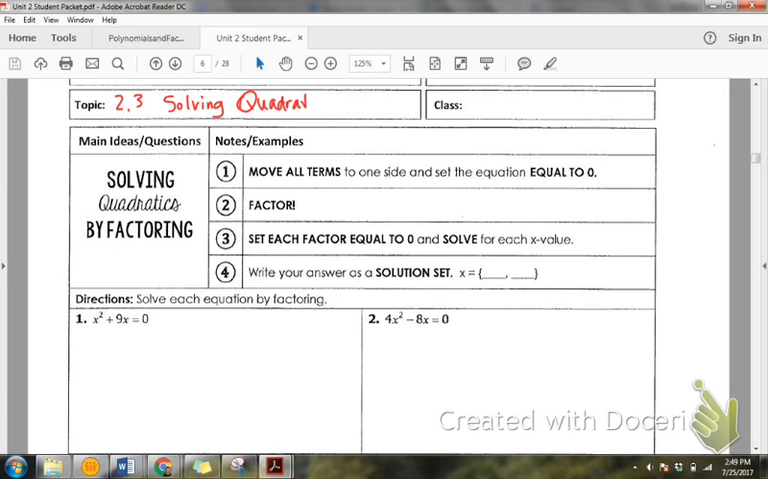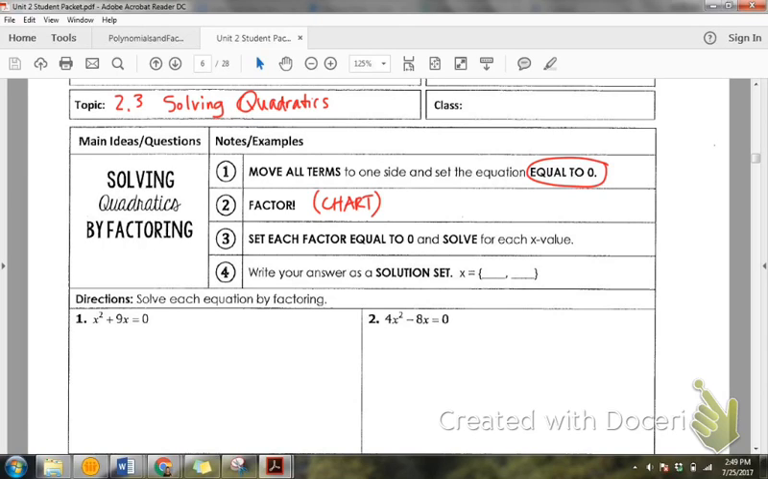So now we're going to factor and then actually solve for the x value. It gives you some steps here, which is super nice. Number 1, move all the terms to one side and set the equation equal to 0. The big thing here is that your equation needs to be equal to 0. On some of them, yep, on the first couple it is. The second thing to do is to factor. If you need your chart, look at your chart that we did at the beginning of class today.